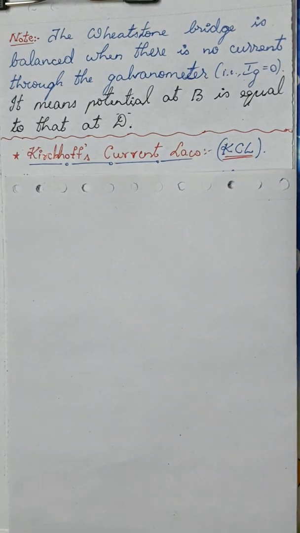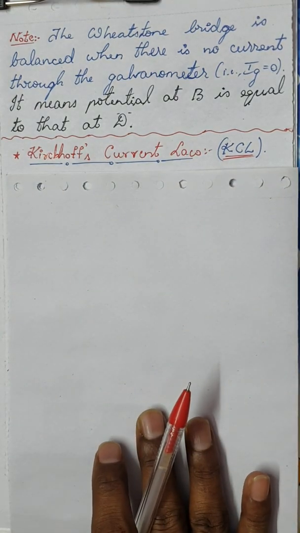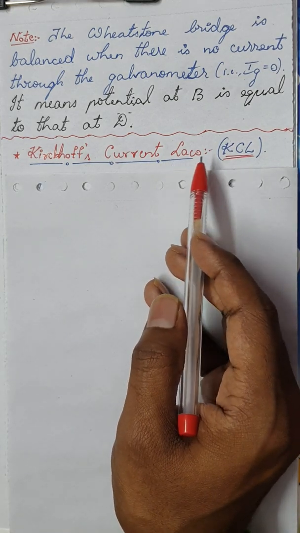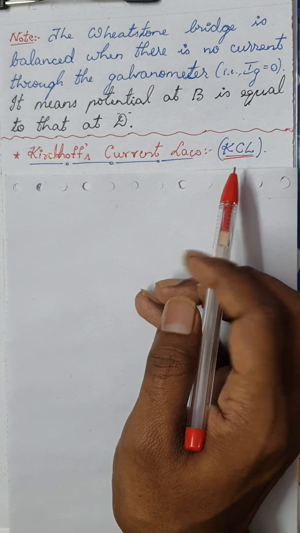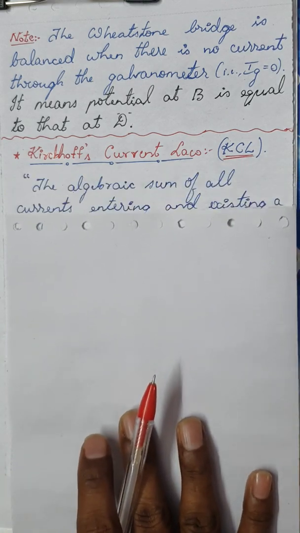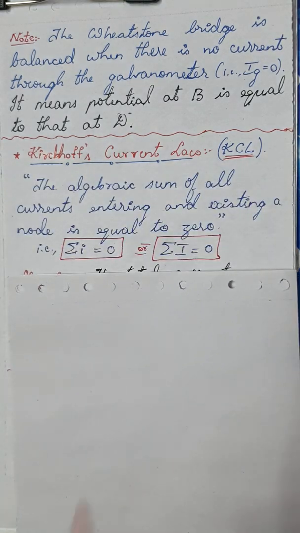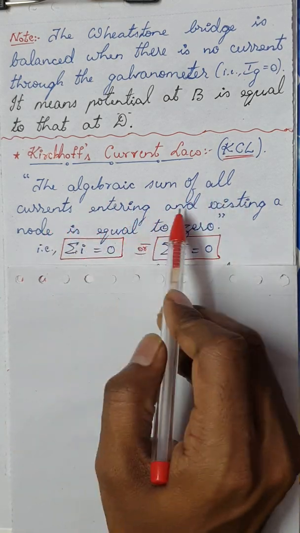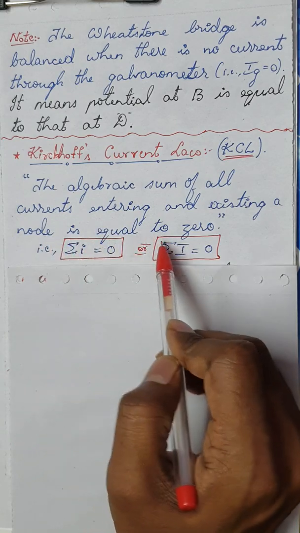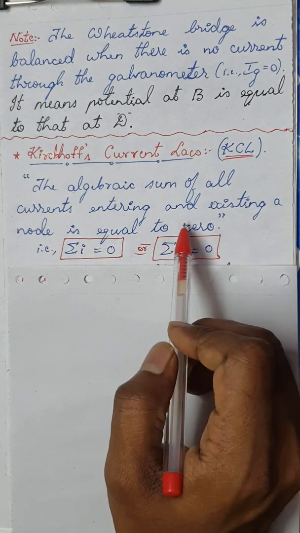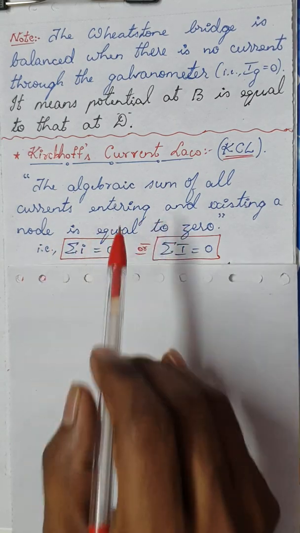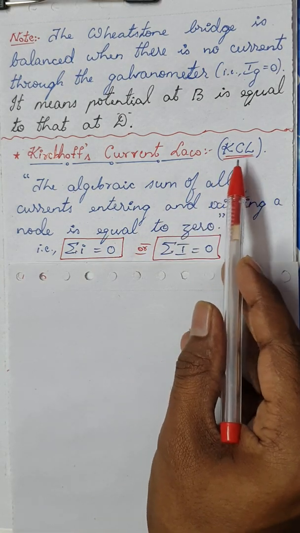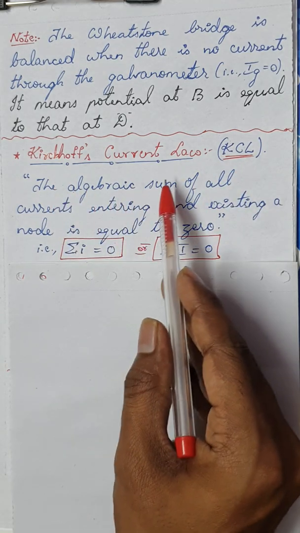In Kirchhoff's laws, there are 2 laws. One is KCL, which is Kirchhoff's current law. The other one is KVL, which is Kirchhoff's voltage law. Okay. So what does KCL say? Very simple. The algebraic sum of all the currents entering and exiting a node is equal to 0. Please note this down, because we will use this in the derivation. So what does KCL state? Not Karnataka Cricket League, Kirchhoff's current law.